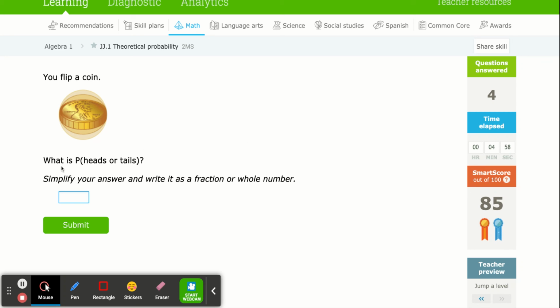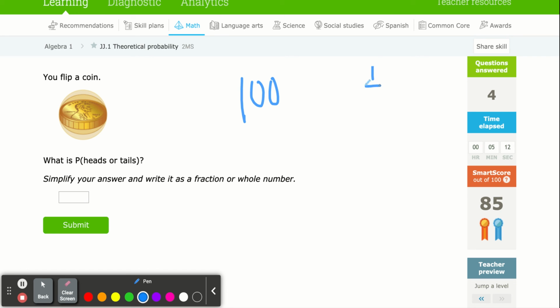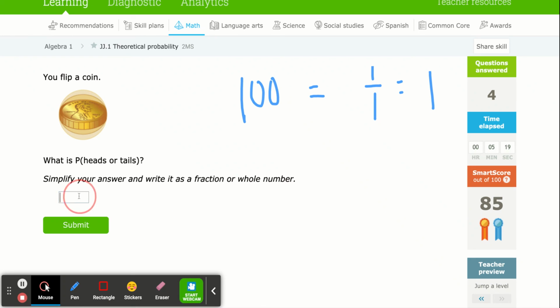Oh, one last thing, it is possible for it to be 100%. What is the probability that I land on a heads or a tail? Well, there's only the 2 chances. And by the way, what is 100% as a fraction? Well, it's 1/1, or as a decimal or a whole number, it's 1. So there will be times where you actually get a 1.